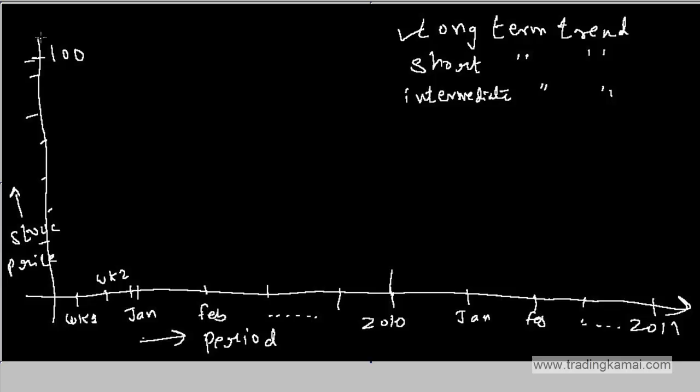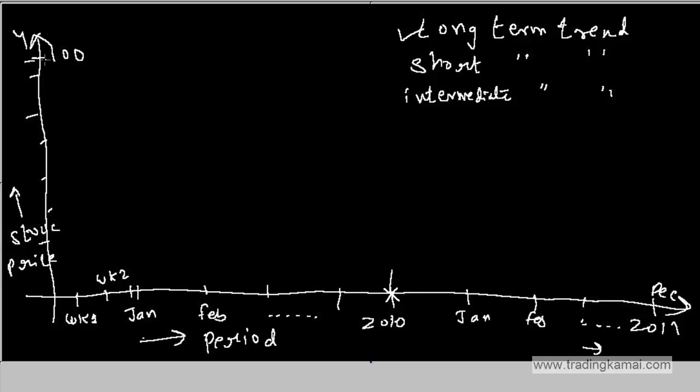Now you can see that I have plotted here, on the y-axis, the stock price, and on the x-axis, the period. Now this period is for 2 years. So you can see that I have January, February, March, April, and then 2010, and then again January 2011, February 2011, till December 2011. So it is a 2 year plot. Now let's say we have a stock called ABC.